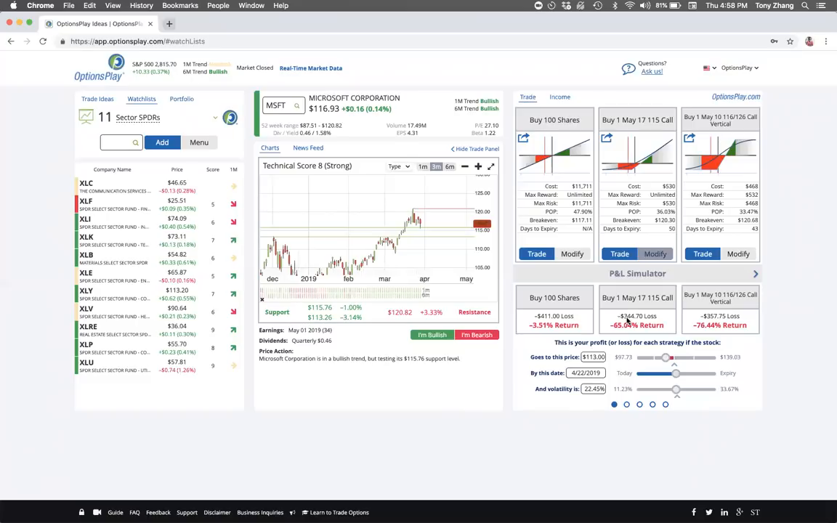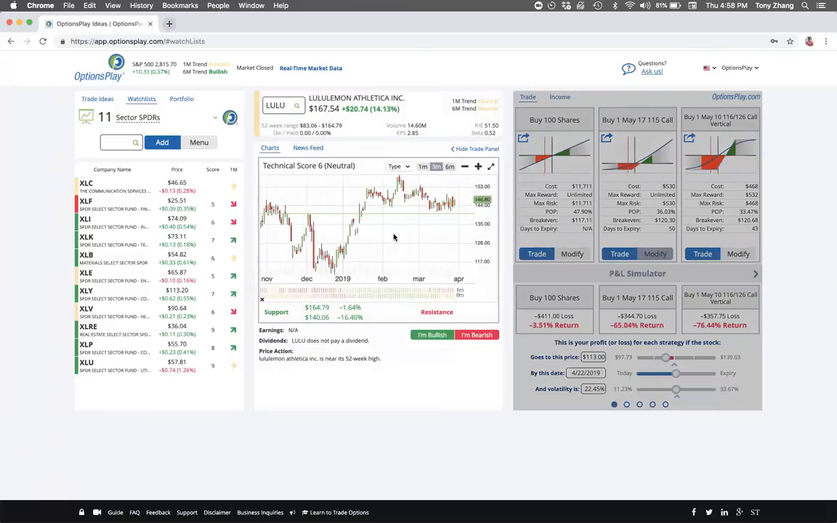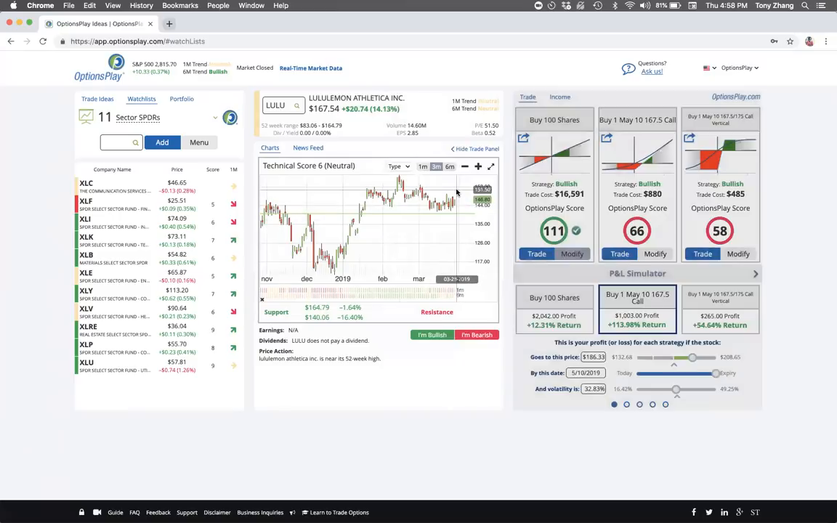So this is how you can utilize options play to, number one, pick a symbol that you want to look at, very quickly pick a bullish or bearish idea, and be able to instantly analyze what your potential outcomes are. I'll look at one more example here. I'll use Lululemon. Lululemon is, I think, a stock that everyone's looked at. This stock really popped today because of earnings. Well, actually, let's not look at Lululemon because it popped on earnings.